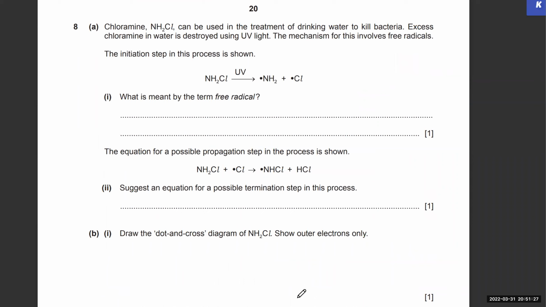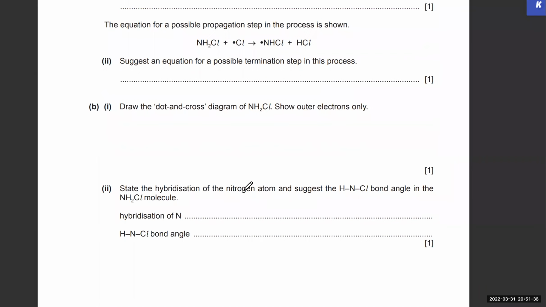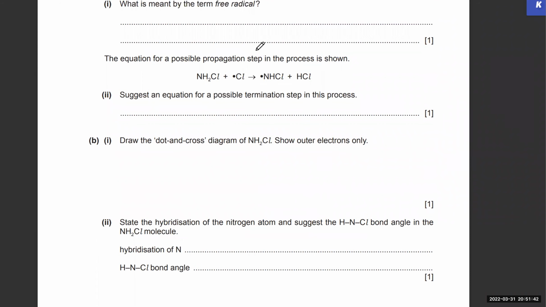So the next part is what is meant by the term free radical. A free radical is any species that has unpaired electrons. So that's the answer to that. Suggest an equation for a possible termination step in this process. For a possible termination step, any two radicals can join up.